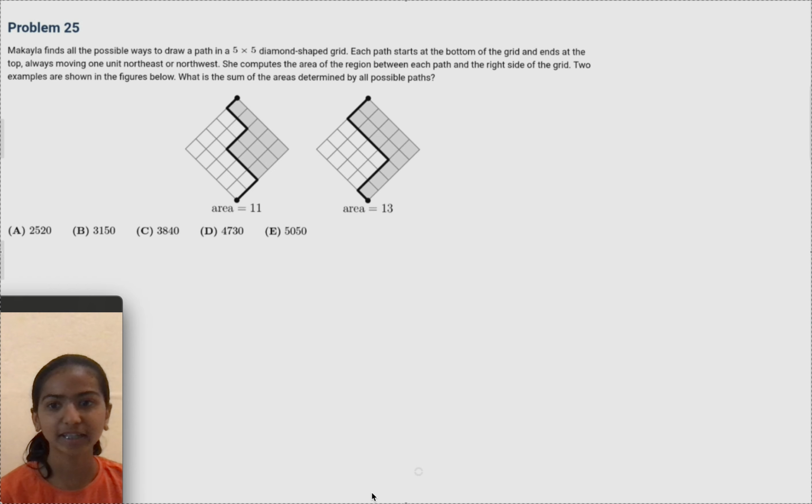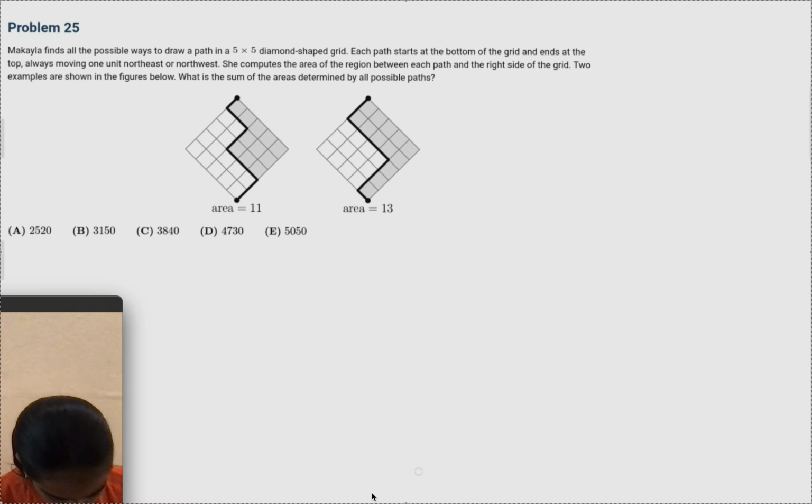Solve the possible ways to draw a path in a 5x5 diamond grid. Each path starts at the bottom of the grid and ends at the top, always moving 1 unit northeast or northwest. She computes the area of the region between each path and the right side of the grid. 2 examples are shown in the figure below. What is the sum of the areas determined by all the passable paths?